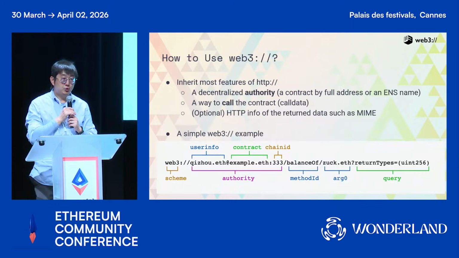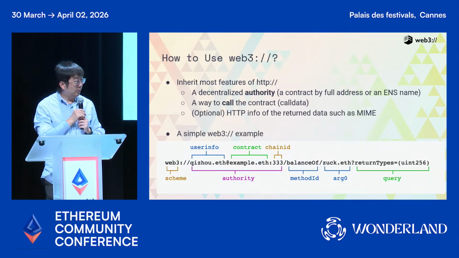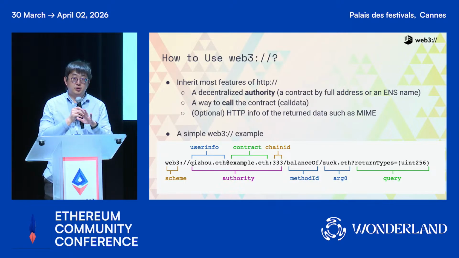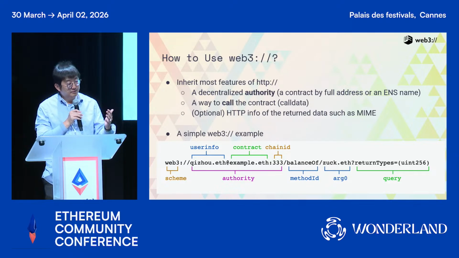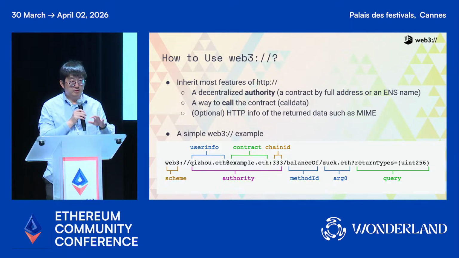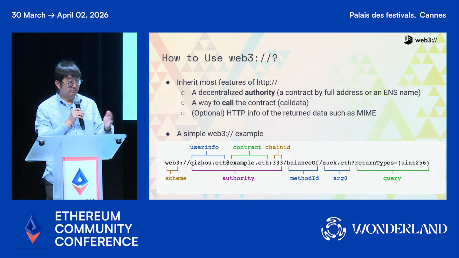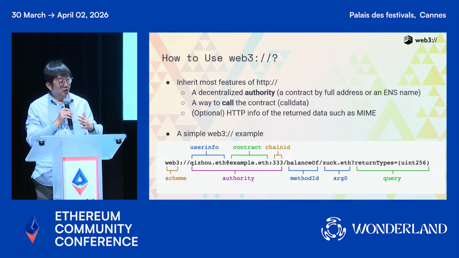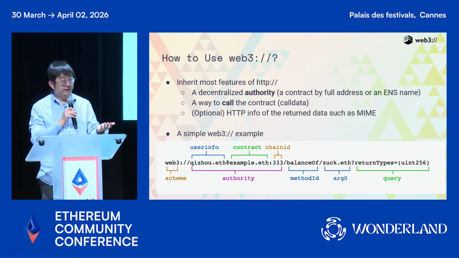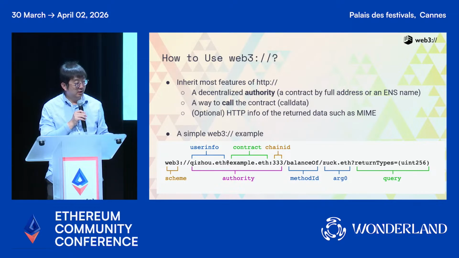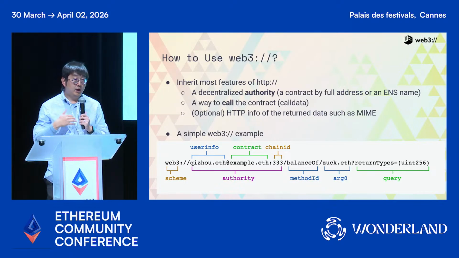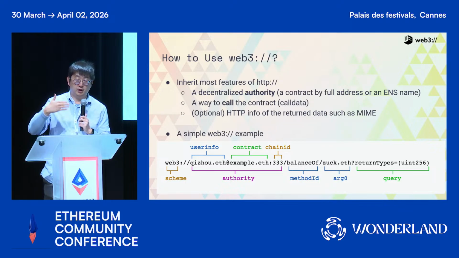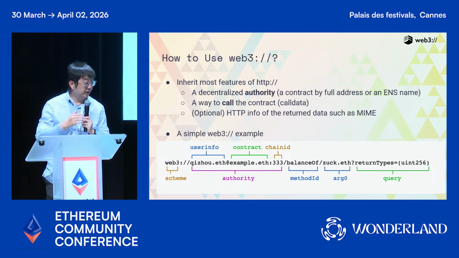So how do you use Web3 URL? Actually, it's very similar to HTTP. It inherits most of the HTTP features, except that we replace the centralized server entity with a decentralized authority. It can be a smart contract address, or an ENS name that registers the corresponding address of the contract. The second thing is a way to call the contract, so that the contract will return the corresponding front-end data.